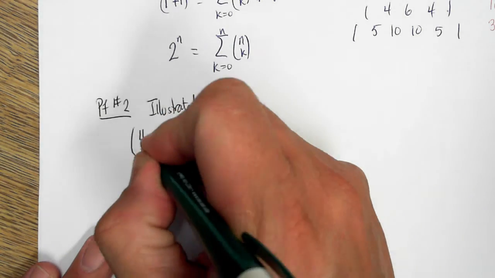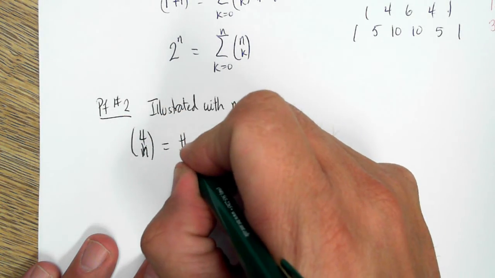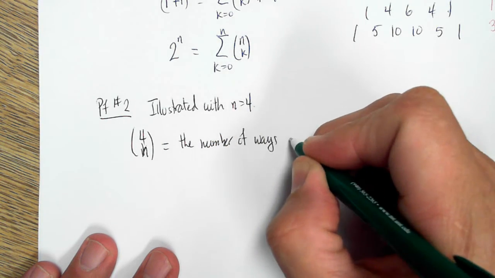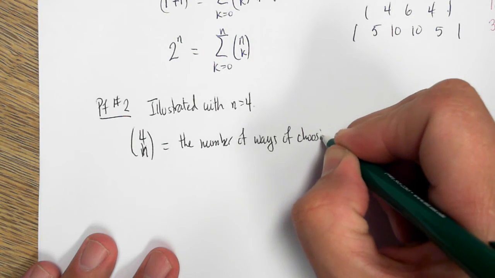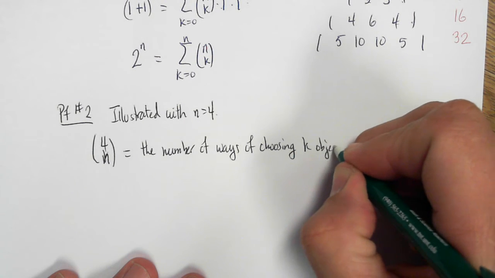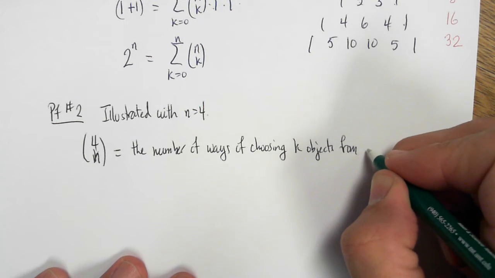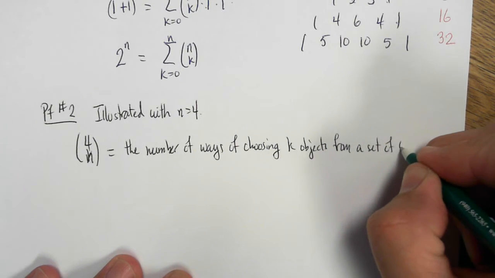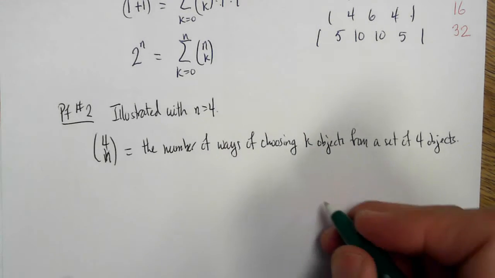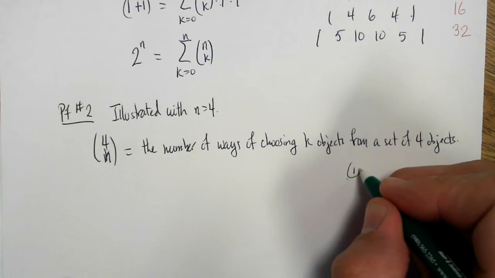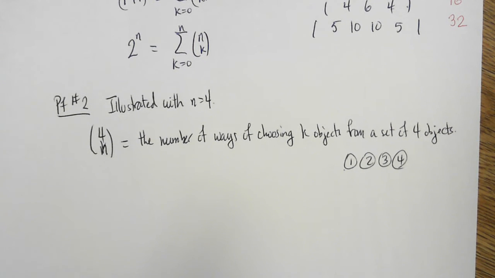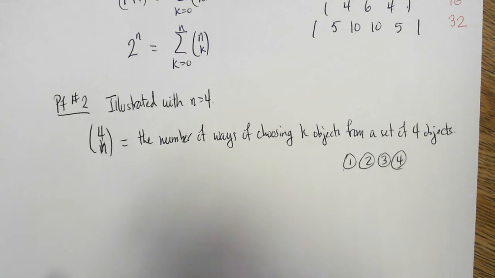So 4 choose k is the number of ways of choosing k objects from a set of 4 objects. So for example, if I have 4 objects, 1, 2, 3, 4, 4 choose 1 would be the number of ways that I could pull out one object. Okay, so 4 choose 1.